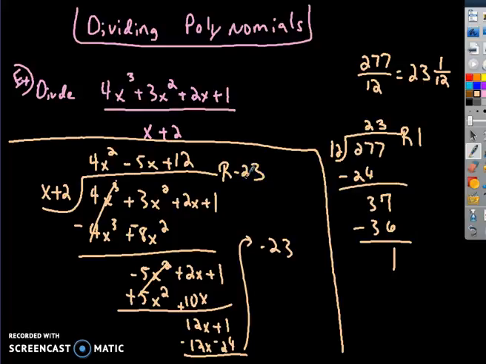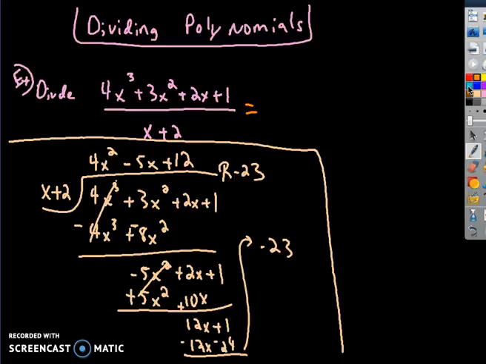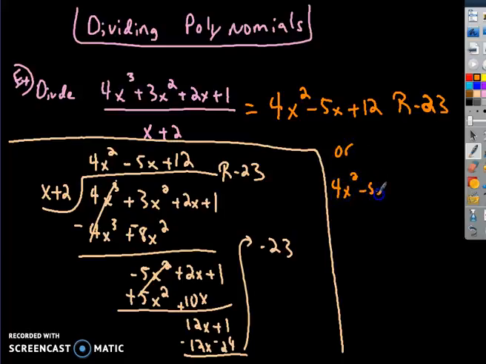So our final answer here is, when I divide this polynomial by this one, I'm left with 4x squared subtract 5x plus 12, remainder negative 23. Or we call it 4x squared subtract 5x plus 12 plus negative 23 over x plus 2.